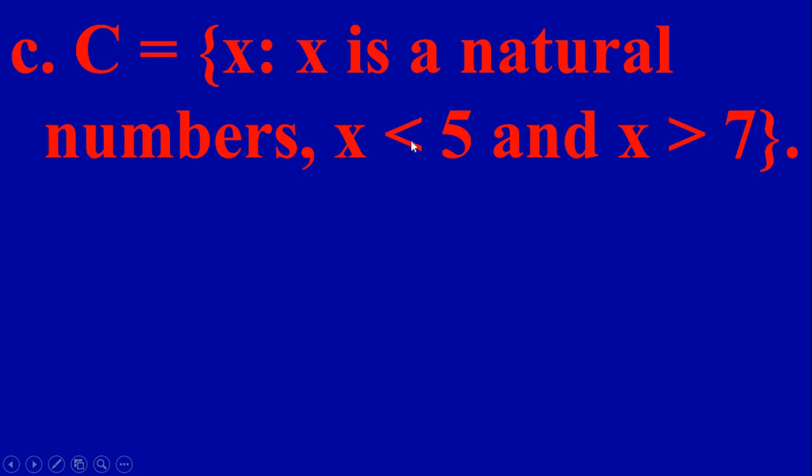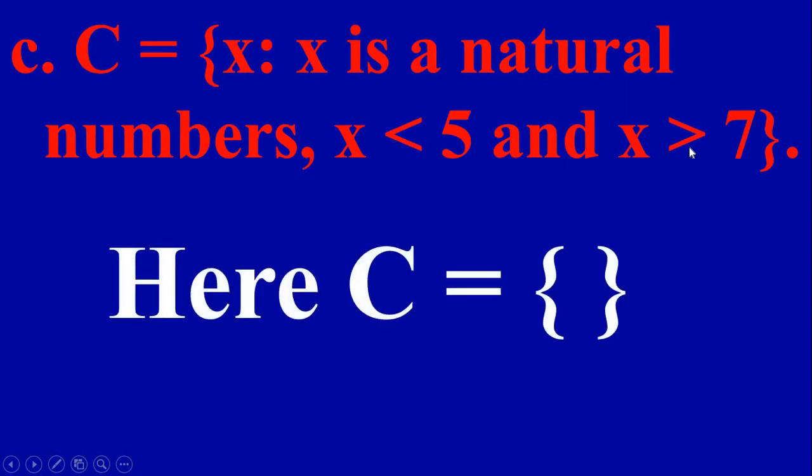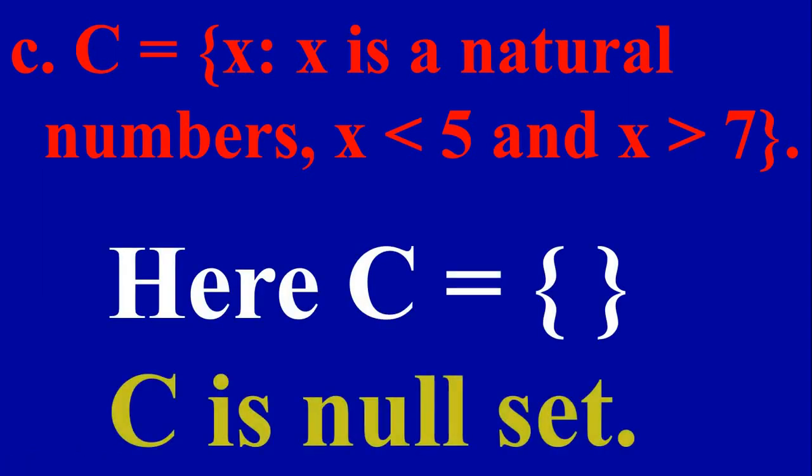Consider one number which is less than 5. Suppose you consider 4. Now 4 is less than 5, but 4 is not greater than 7. So one number which is less than 5 and the same number greater than 7 is not possible. There is no number like that. So therefore C is empty set. So therefore C is null set.